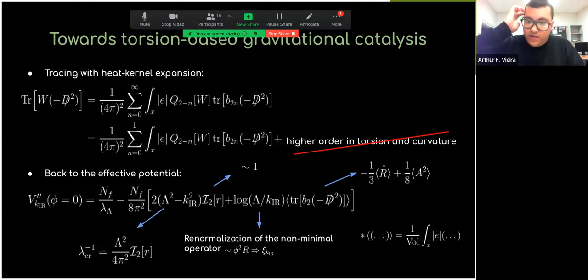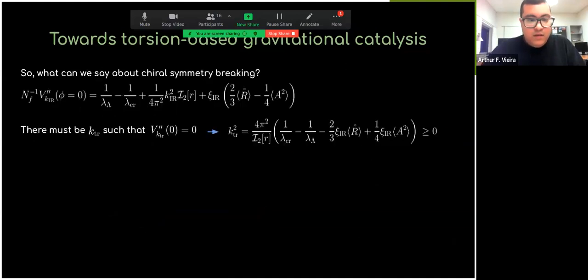And I should say something about this notation. It's not an expectation value, but it's more like a space-time volume average over your manifold. So this is the expression for the second derivative of the potential. And after some simplifications, you get this. And it resembles the case where you do the same analysis on a curved background with just curvature. But now you get this extra piece.